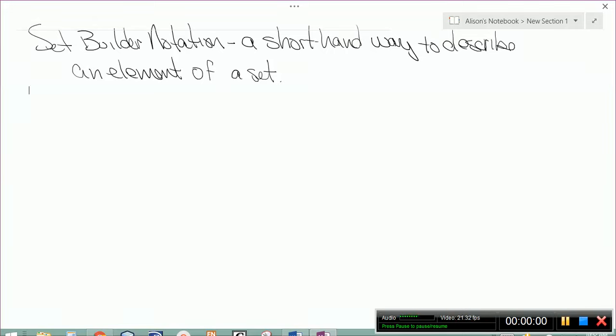All right, we're going to do a short review of set builder notation. Set builder notation is just defined as a shorthand way that we can use to describe an element of a set, a single element of a set. If you can remember, a set is a list of well-defined objects. And well-defined means that I can decide whether or not an element belongs in my set.